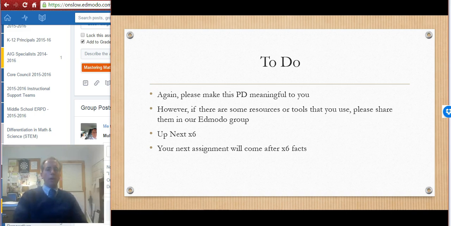So our goal here is that this is professional development that is adding to your toolkit and also giving you a chance to think through how do we teach multiplication facts. If you have certain multiplication resources that you use, please share those, especially as they relate to multiplying by 4.